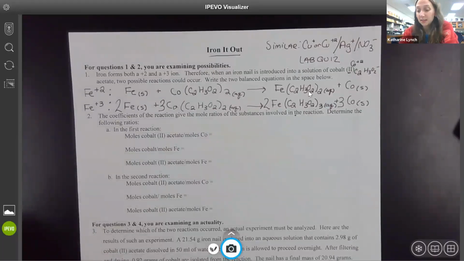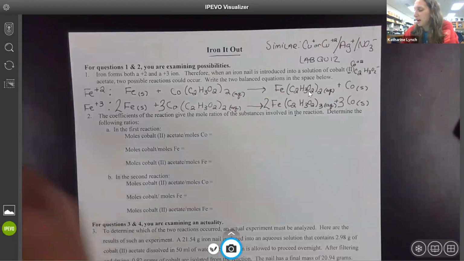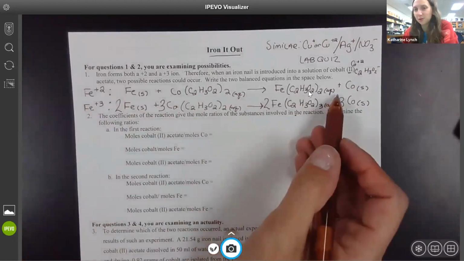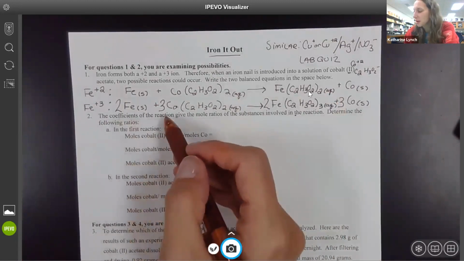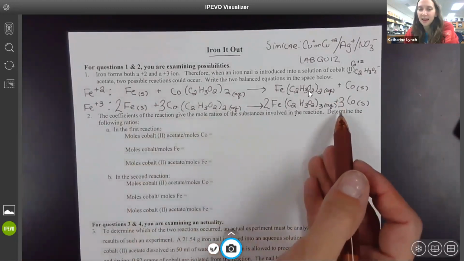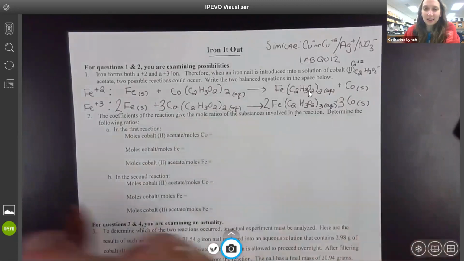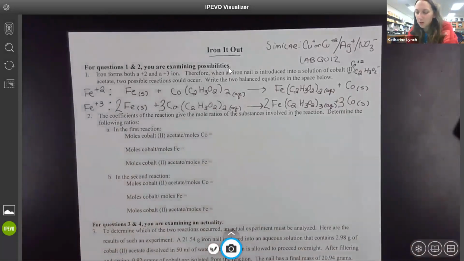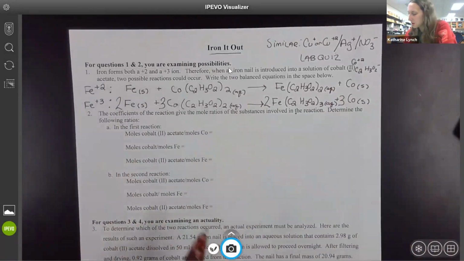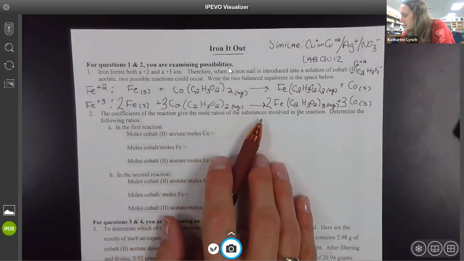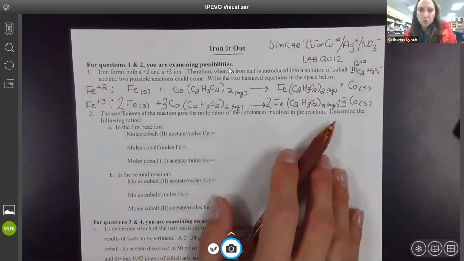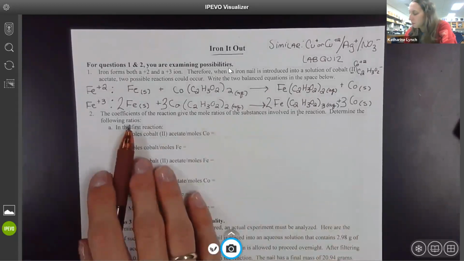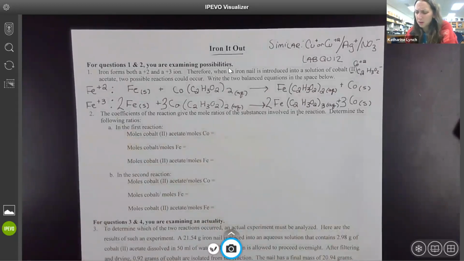All right, so when you balance these, for the Fe+2, hopefully you got a 1:1:1:1 ratio. Very nice ratios to work with. The next one, 2:3 to 2:3. Not as nice, but we can still totally handle this. All right, problem number 2. The coefficients of the reactions give the mole ratios of the substances involved in the reactions. Awesome, that's the definition of mole-to-mole ratio. Determine the following ratios.